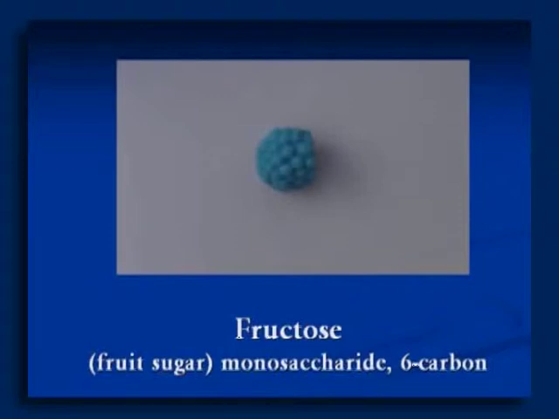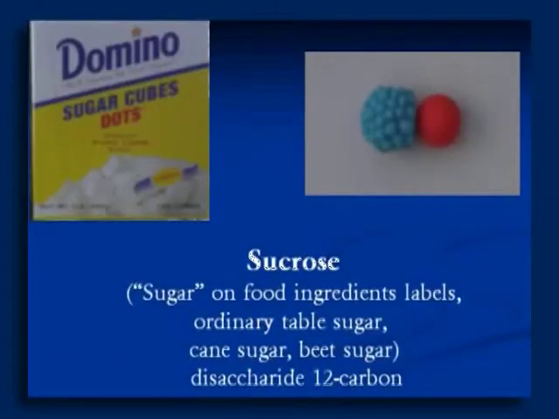This is sucrose, ordinary table sugar, and it's comprised of the fruit sugar, fructose, and glucose, which is blood sugar. You put them together, you get sucrose. Why is sucrose so carcinogenic? Why is it so bad for teeth?